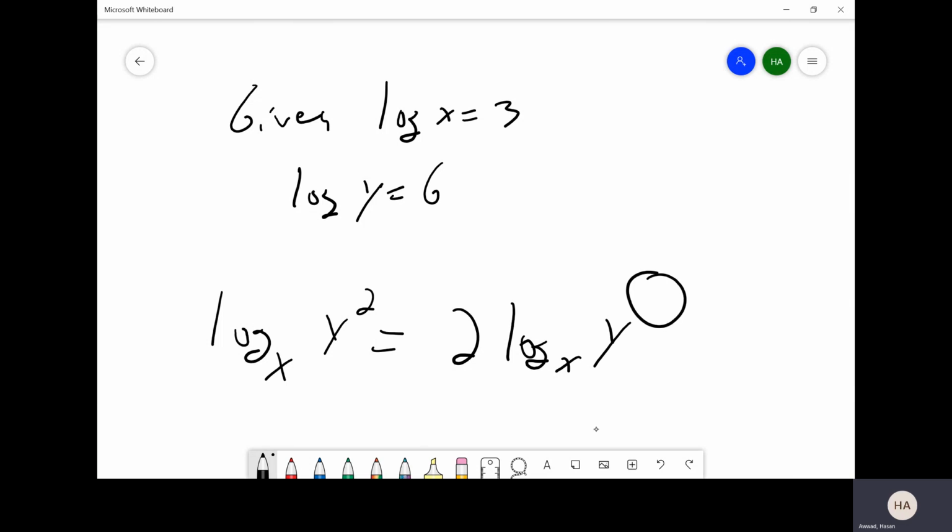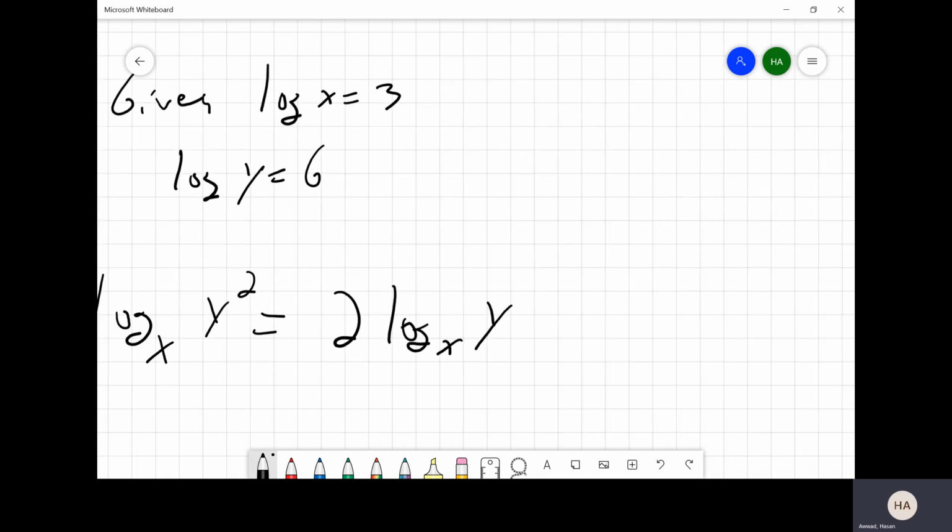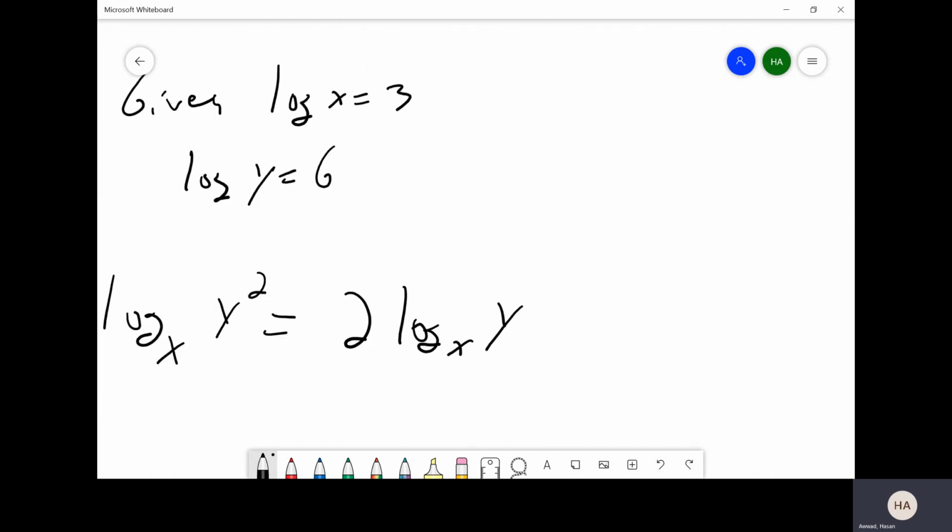Again, notice now we don't have this exponent. It moved over to be the coefficient, right? And that's just what power rule allows us to do. Okay, so we have 2 times this log right here, right? So what we want to do is try to use change of base here to get it in base 10. Because if we can get it in base 10, then obviously we'll be more in line with what the given information was.